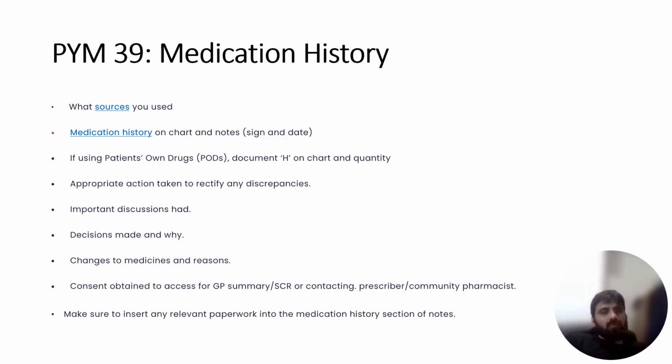and what sources you used to gather the information, medication history on chart and sign and date. If using patient's own drugs, document each on chart and quantity, and appropriate action taken to rectify any discrepancies. Important discussion had, decision made and why, changes to medicines and reasons, consent obtained to access GP summary, SCR, or contacting prescriber, community pharmacies. Make sure to insert any relevant paperwork into the medication history section of notes.